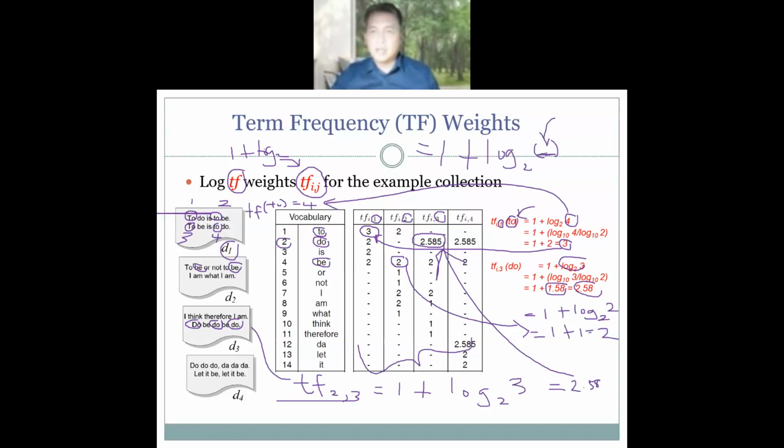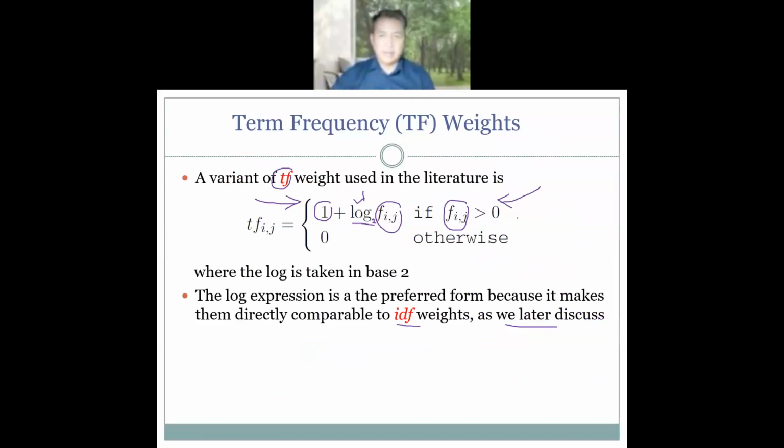So you just find the number of occurrence in it, plug in, and then you compute. This knowledge is very important because later on, for all the calculation, we will use this. So we will not use the term frequency, we will use this variant. That's why you need to know how to compute the log 2 and the number of occurrence here.